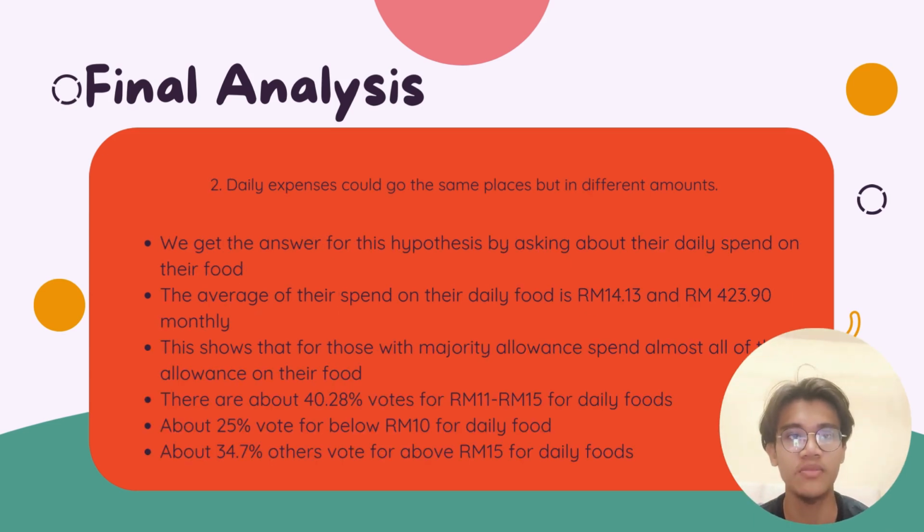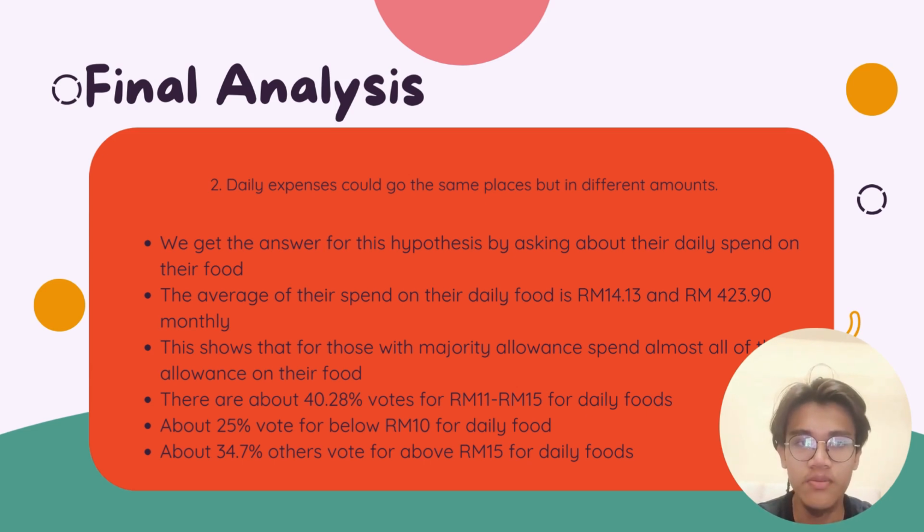So for the second hypothesis, daily expenses could go to the same places but in different amounts. To get the answers for this hypothesis, we asked about their daily spend on food. The average of their spend on daily food is 14 ringgit and 13 cents. That means 420 ringgit and 90 cents monthly. This shows that those with majority allowance spend almost all of their allowance on food.